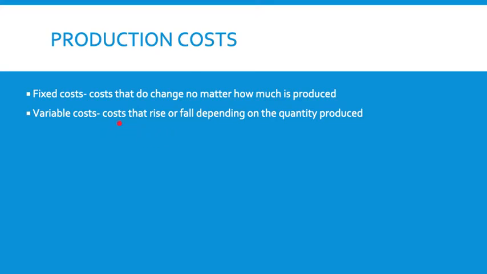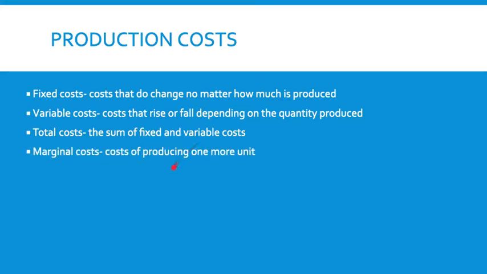Might be things like utilities. If you use more electricity, that's a variable cost. You use more water, that's a variable cost. Total cost would be the sum of both your fixed and variable costs. Marginal cost would be every time you produce one more unit, how much did your cost go up when you produce that one more unit?